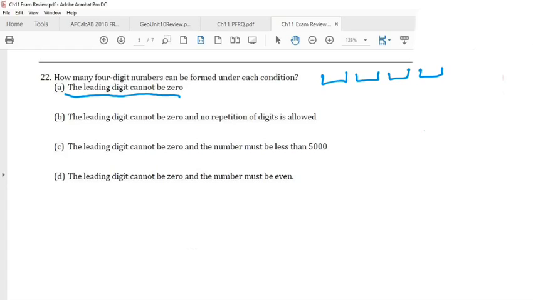there? Let's see. If this one cannot be a 0, we would put 9 here. We have 9 options, right? And then we would have 8. No, we don't. 10. We have 10 next, and then 10 next, and 10 next. This is just 9,000. We multiply it using the counting principle.